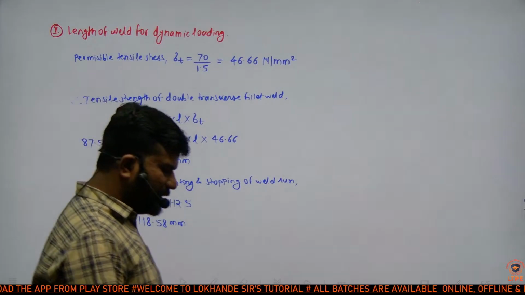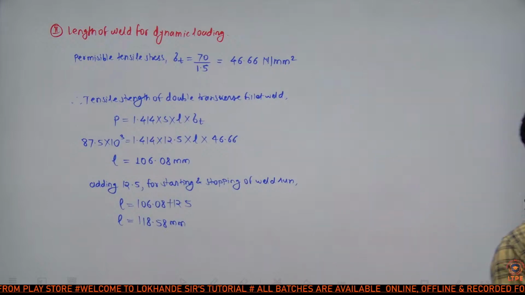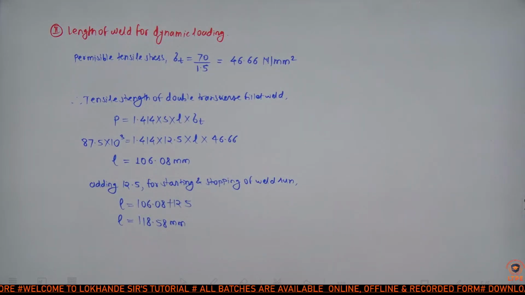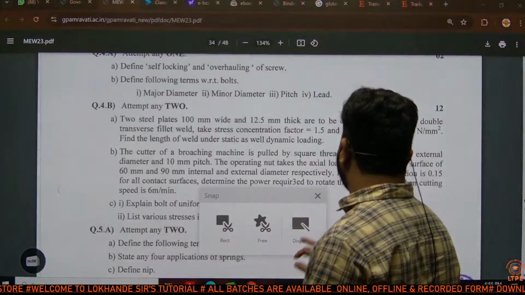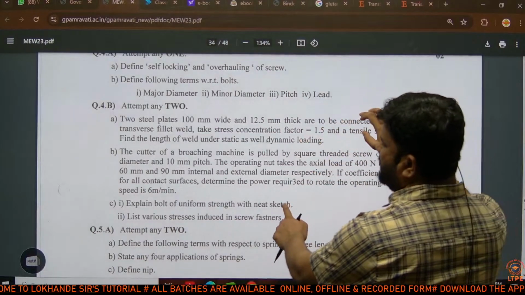The question in the competitive examination: the length of welding during static loading is dash the length of weld during fatigue loading. Equal, greater than, less than, none of these. So for static, less than. For dynamic, greater than. Easy? This question is asked in the examination for 6 marks. Okay? You already checked the paper.